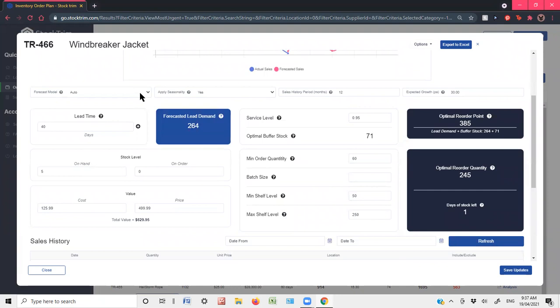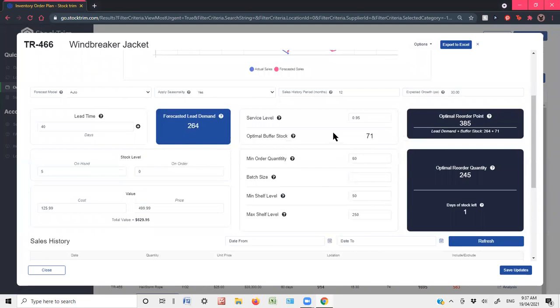We've currently got our auto model applied here. We're looking for seasonal sales trends and looking to apply that in future forecasts. And you can choose how many months of sales history that you look at. So instead of the full 24 months, for example, in this case, I'm looking at only 12 months. In this case, I've also applied a 30% growth rate to the SKU.